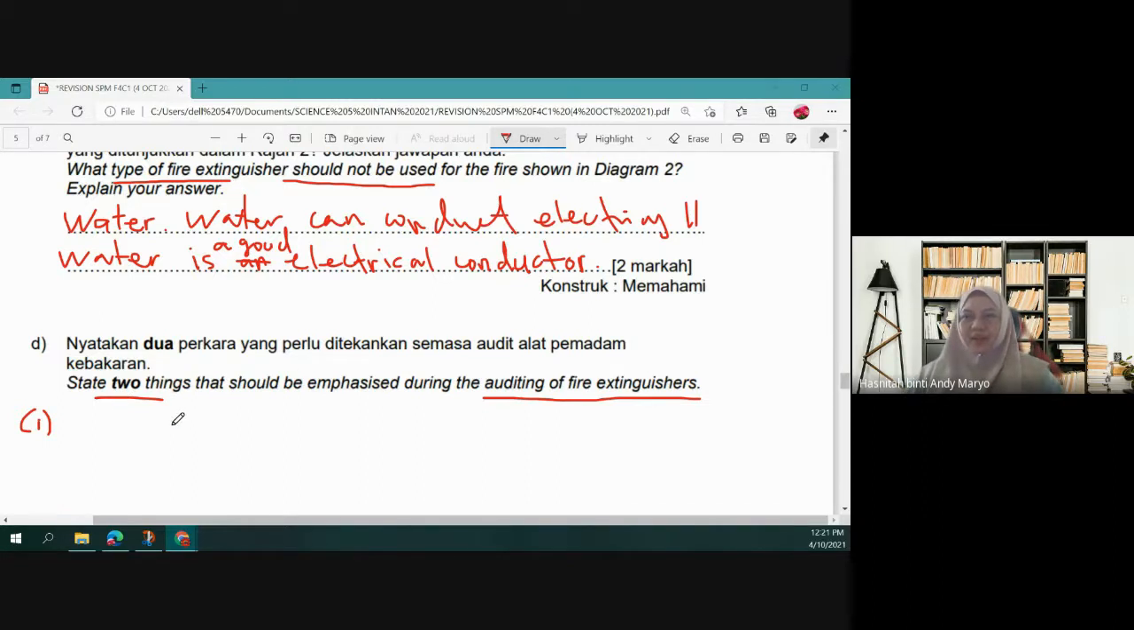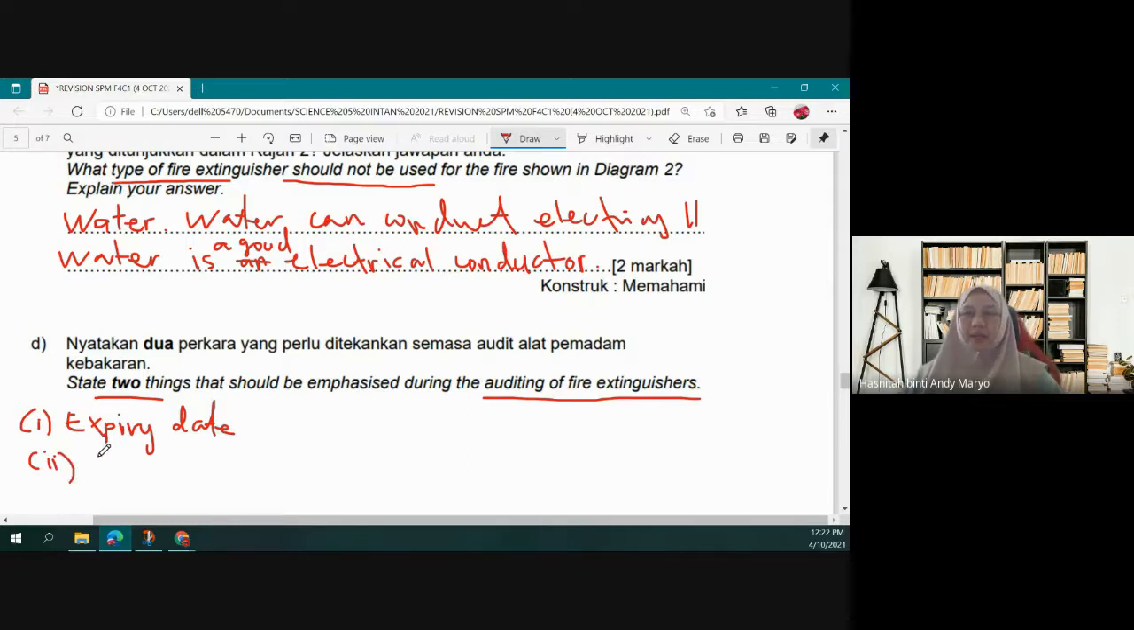Okay, what are the two things we can emphasize when doing the auditing for fire extinguisher? Students, in number one, you can always check on the expiry date. Ini yang paling senang nak ingat. Okay, sama juga, you nak check makanan, first thing we are going to look for the expiry date. Okay, tarikh luput. If it is over, you have to change with the new one. Okay, you can contact the supplier to change with the new one. Expiry date. Second, what else other than expiry date?